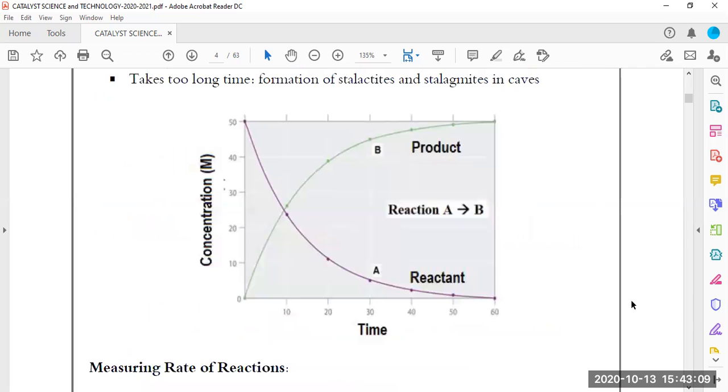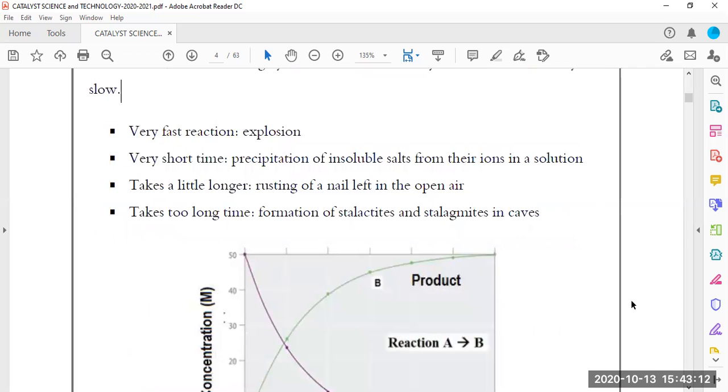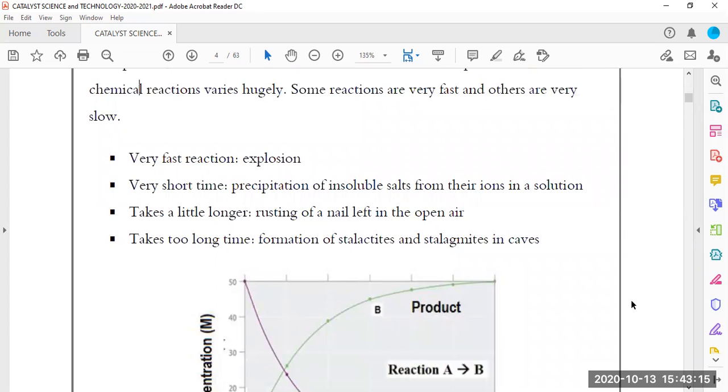Of course, some of them are very fast reactions, like explosion, which happens within a very short time. Precipitation of insoluble salts from their ions in solution takes some time, a little longer. Rusting, corrosion of a nail left in the open air. مسمار بتترك مسمار في مكان رطب، تلاحظ أنه يصدأ. It takes time to rust, in other words, corroded.